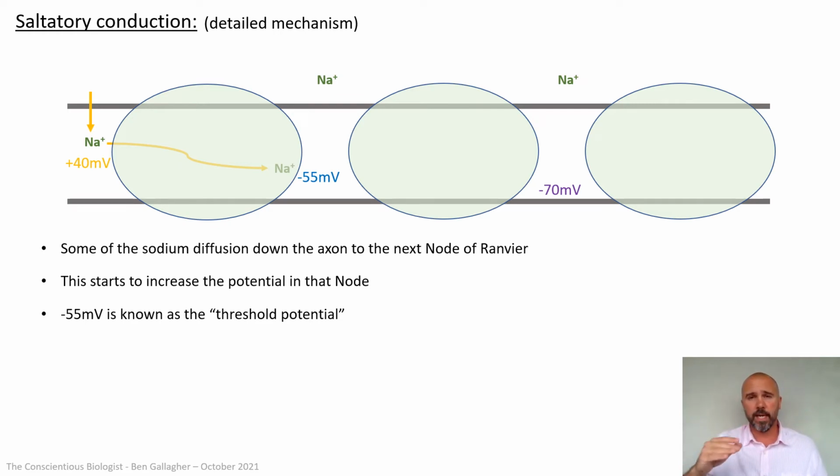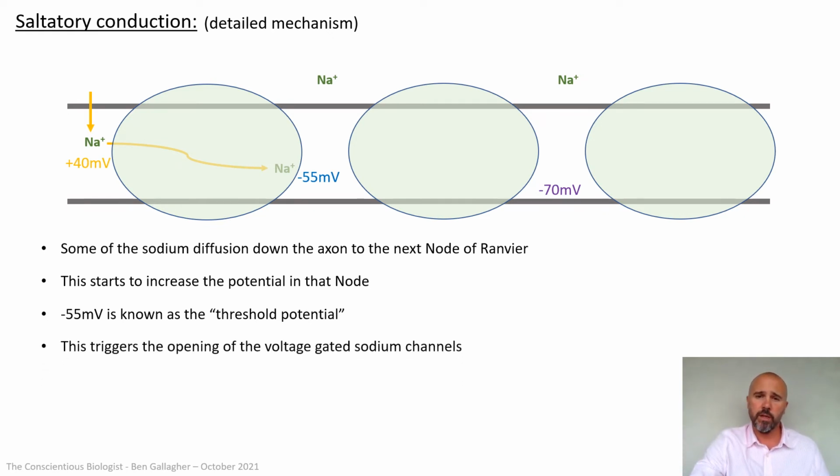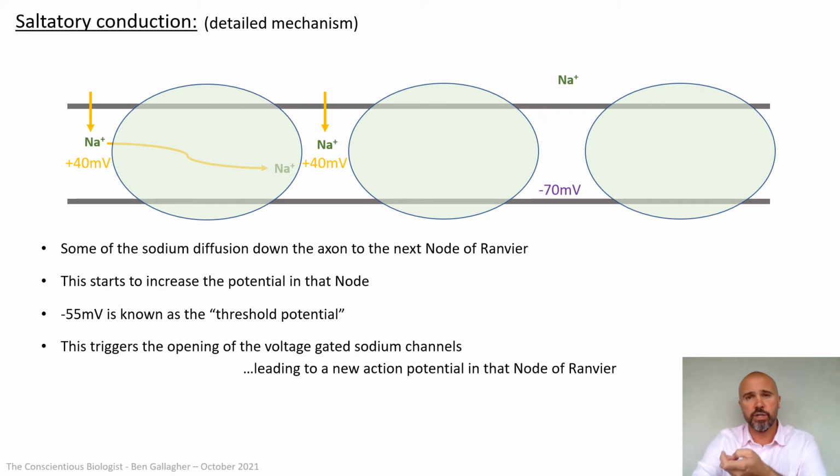So enough sodium needs to come down to go from -70 to -55, because at -55, the voltage gated sodium channels can open in that node of Ranvier. This is why they're called voltage gated, because the gates open in response to a voltage, and the voltage they respond to is -55, the threshold potential. So as long as the sodium diffused from the previous node of Ranvier, then it's going to raise the voltage from -70 to -55, so resting potential to threshold potential, which will trigger the opening of the voltage gated sodium channel, so sodium can now flood in at that node of Ranvier to create an action potential there.